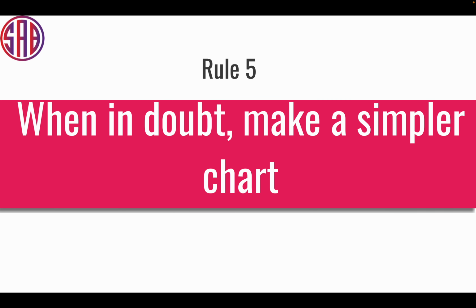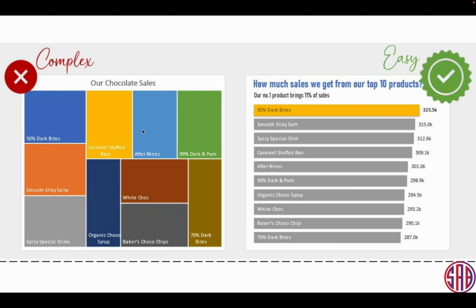Then rule number 5, when in doubt, make it simple. Don't complicate your life. Make it simple. Now, how do we make it simple? You can have this tree diagram. It is good in visualization, but if you don't have anywhere you can explain this, don't go for it. Use the bar or the column charts. Have it the best way, as I've talked about in the other rules, then they will be good to go.